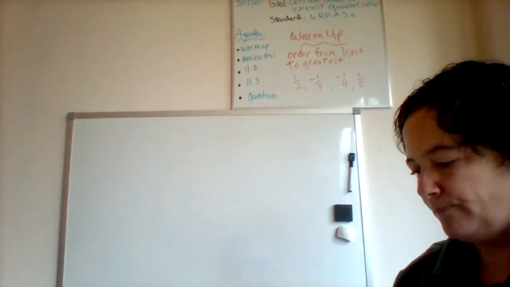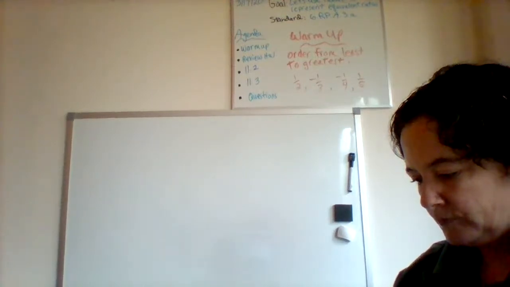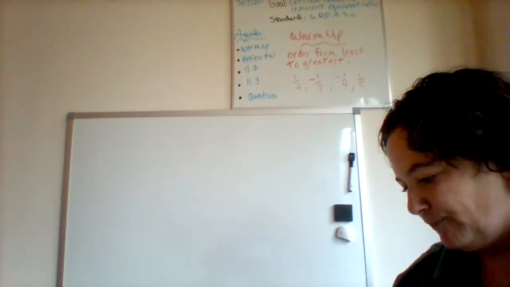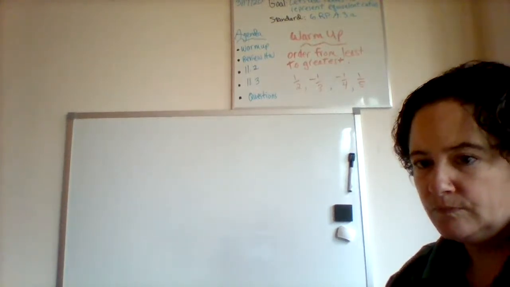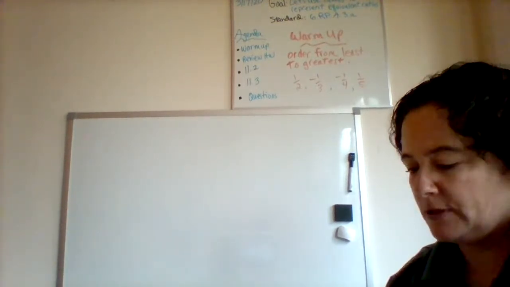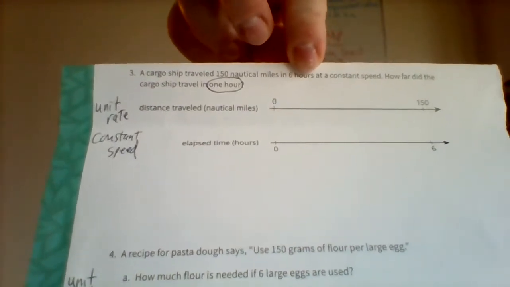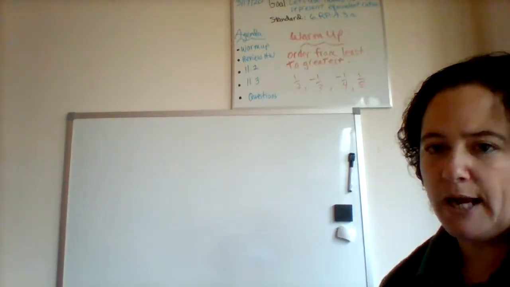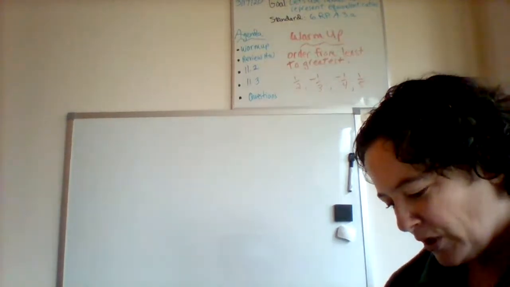What'd you guys get for number 3? How far did the cargo ship travel in 1 hour? So guess what I labeled it? That's right. 55 is less. Guess what I labeled number 3? Unit rate, constant speed. Why? Because they said for 1 hour. If we're interested in 1 hour, $1, one item, it's unit rate. Unit rate. Unit rate. All right.